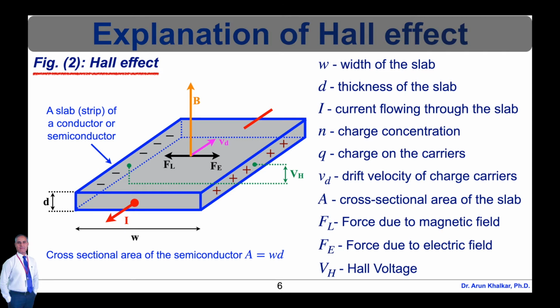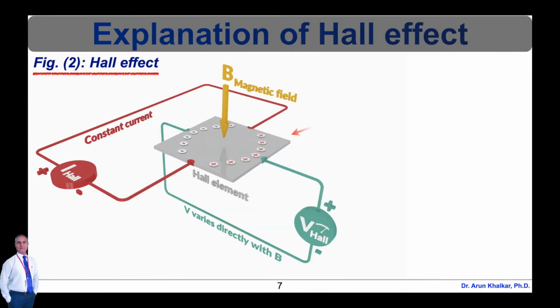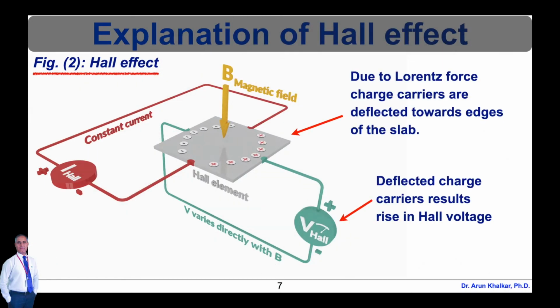This electric field is perpendicular to the direction of flow of current and the magnetic field, which is shown here in this diagram. The Hall effect is demonstrated in this animated figure. Hall effect is a generation of a transverse electric field in a solid material when it carries an electric current and is placed in a magnetic field that is perpendicular to the current, which I have already explained before.